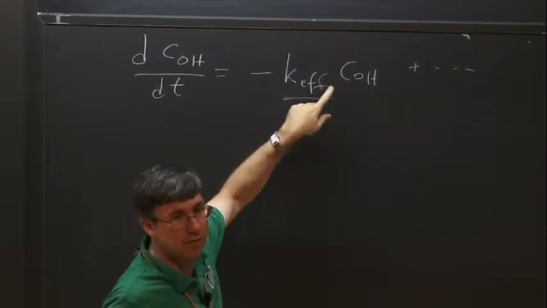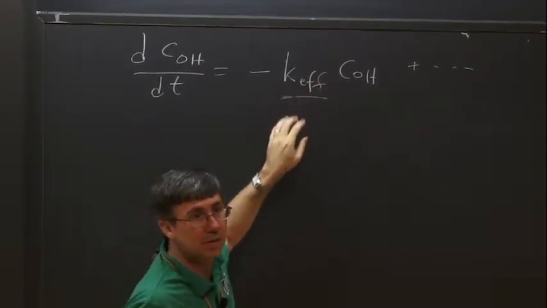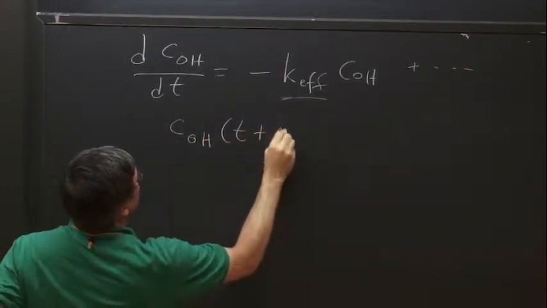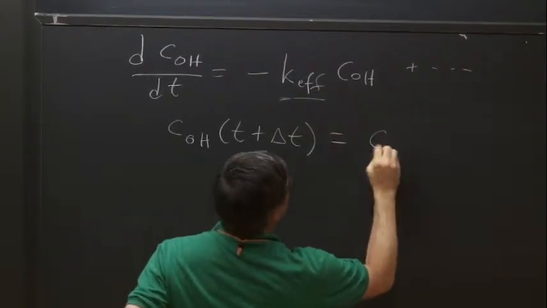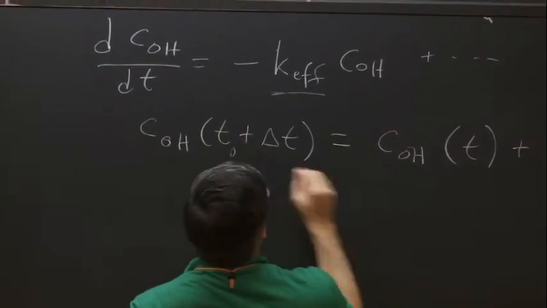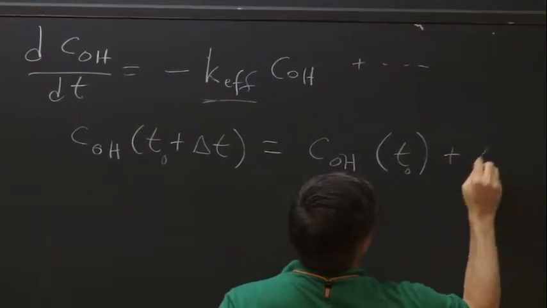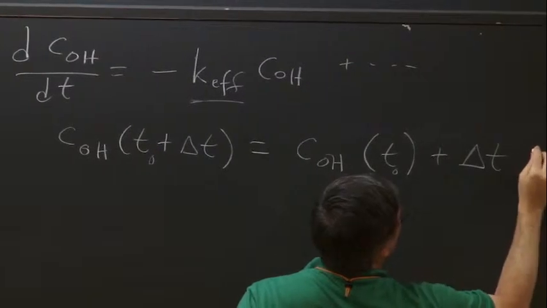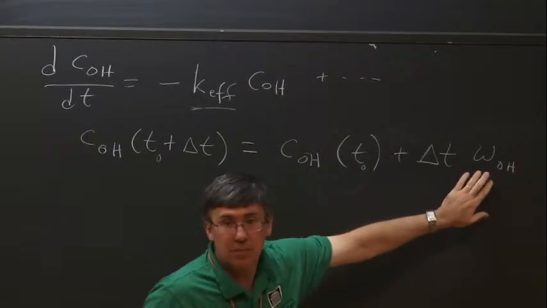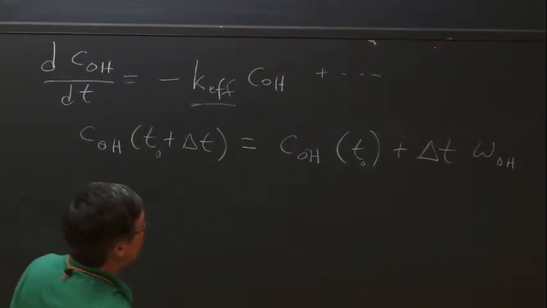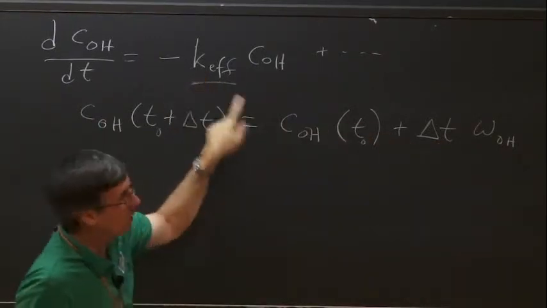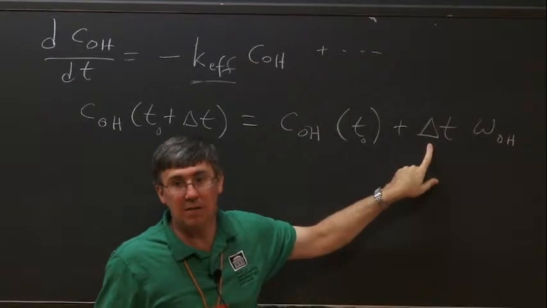This is sort of scaled as 1 over the lifetime of the hydroxide. This might be 10 to the 6th. Okay? So in order to solve this approximately, I'll say C_OH at t plus delta t is equal to C_OH, the concentration of OH at my initial time, t naught, plus delta t times the omega for OH, the rate of formation of OH. Okay, and this is the algebraic expression that we wrote. And in order to make this numerically stable, I want to keep this delta t short compared to the inverse of this number. So I make this number to be 10 to the minus 7 seconds.